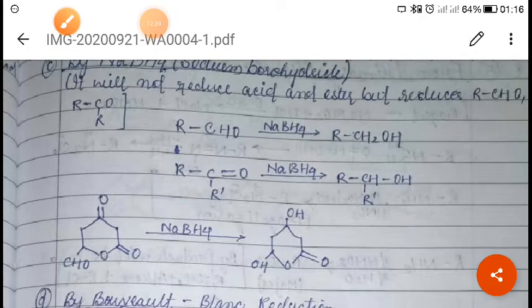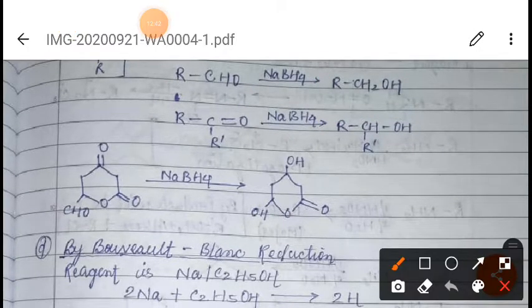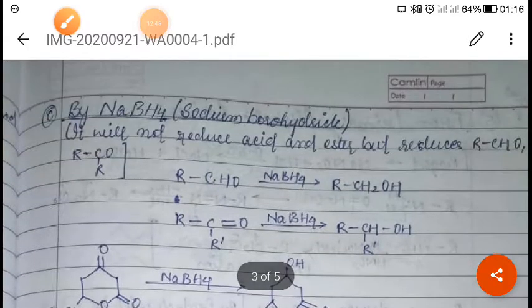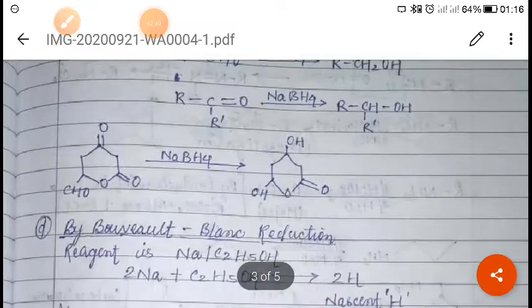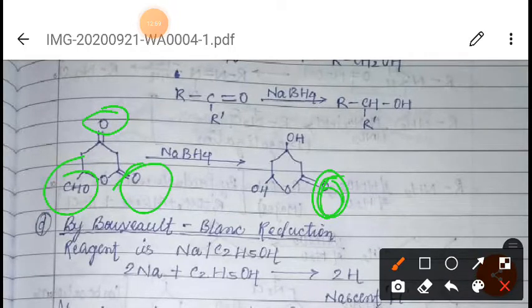Now again one very nice example is given here, as you can see, of what I have already told you. It will not reduce acid or ester. As you can see, this one is ketone, this is aldehyde, and this one is ester. In the product it is not reducing the ester. It is reducing ketone and aldehyde, but it is not reducing ester, as you can see here.